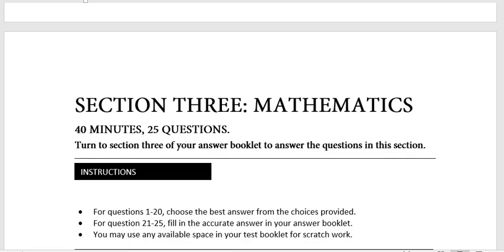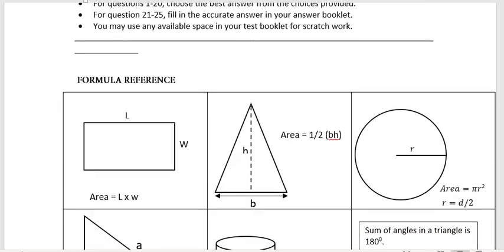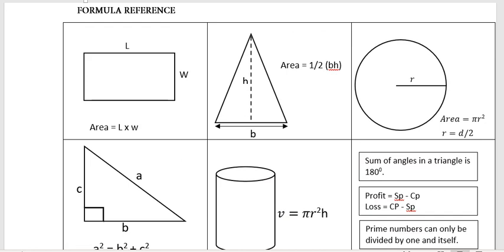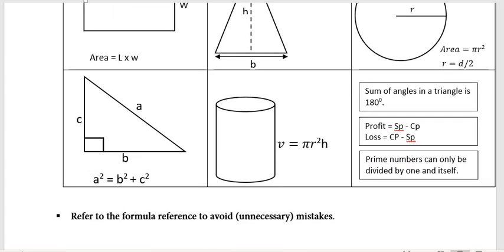Let's continue. So this is the math. The math is Section 3, the third section. Please, if you're taking the retest, do well to read these instructions before answering the questions. Now, after the instructions, you have the formula reference. The formula reference contains some formulas. You will have rectangle, triangle, circle, Pythagoras rule, a cylinder, and some other information that can help you answer questions.